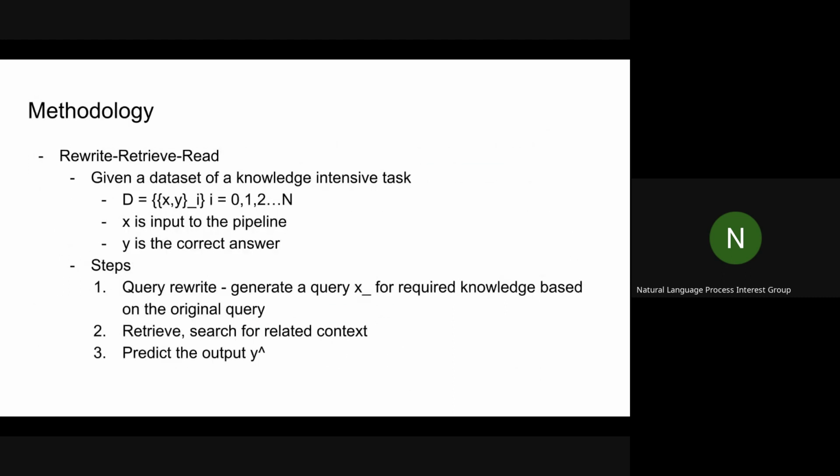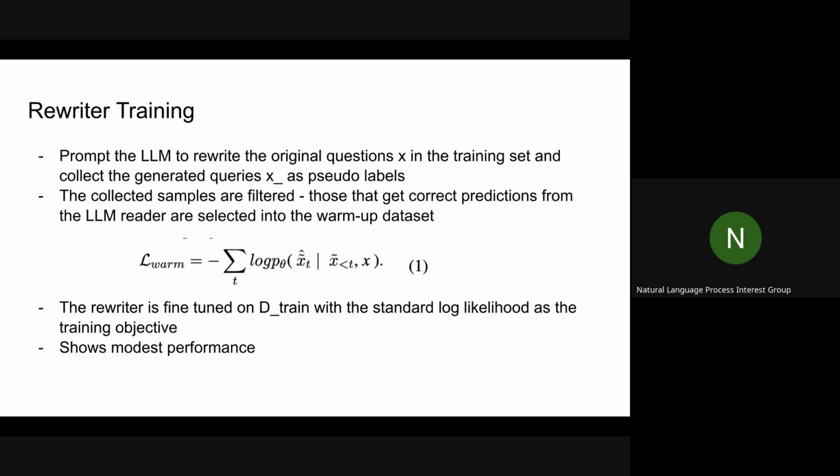This is their formulation of rewrite, retrieve, read. As I said, given a dataset of knowledge-intensive tasks, a dataset X, Y, where X is the input and Y is the desired output, they first query rewrite, which generates a query X-hat or X-tilde for the required knowledge based on the original query. Then they retrieve, search for related context, and predict the output Y-hat. And this is how they do it.